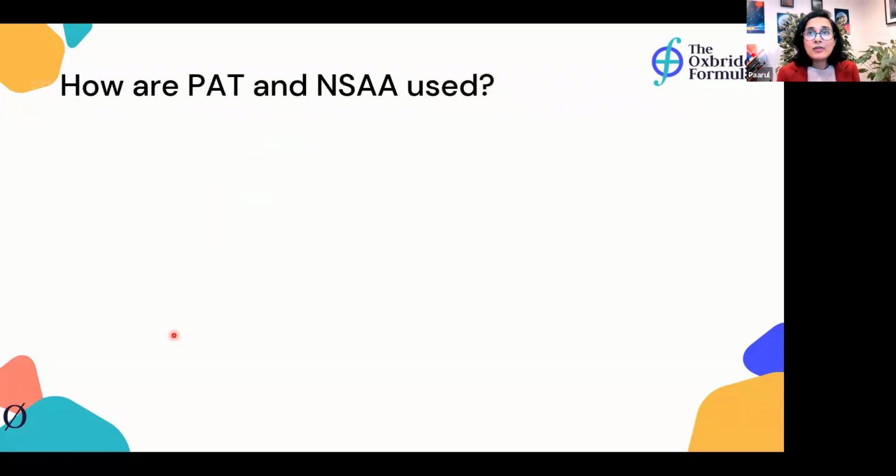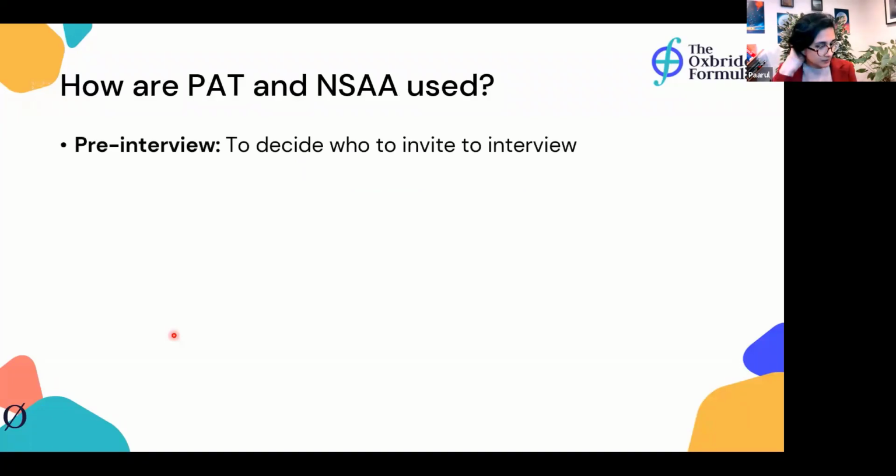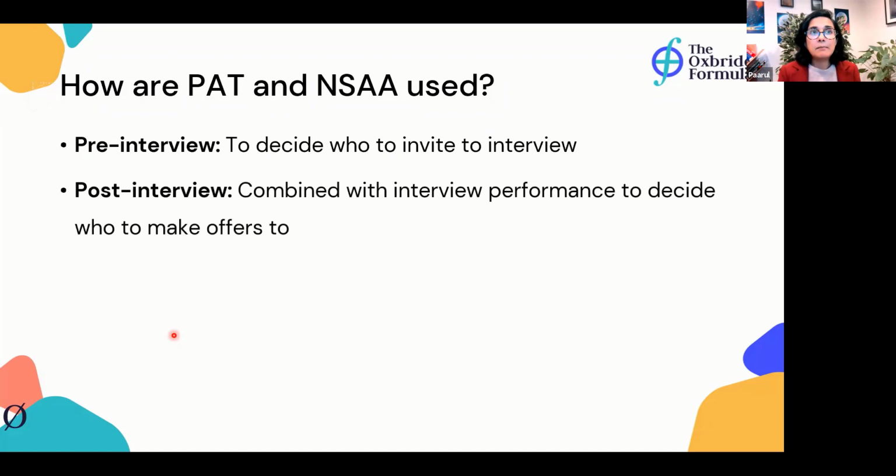So how are the PAT and the NSAA used? Well, as we said earlier, both exams are used pre-interview, and they're used to decide who to invite to interview. And they're also used post-interview, combined with your interview performance to see who to make offers to.